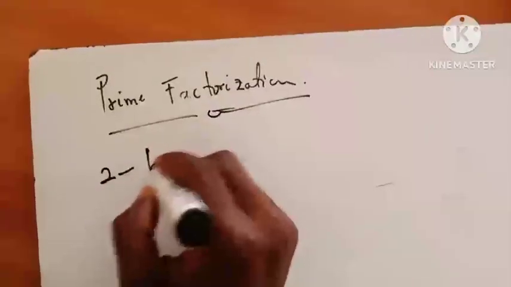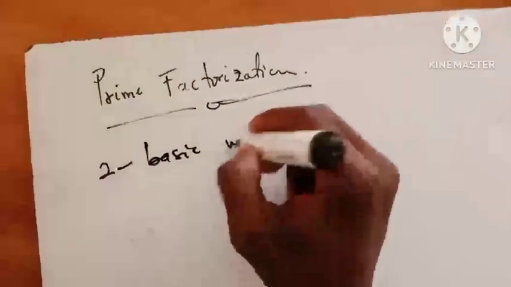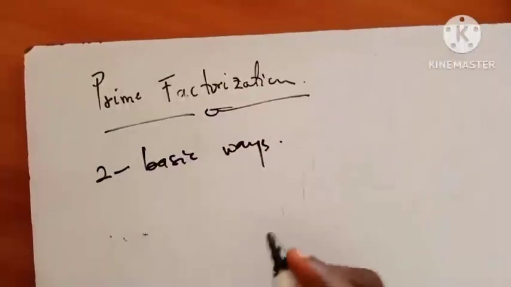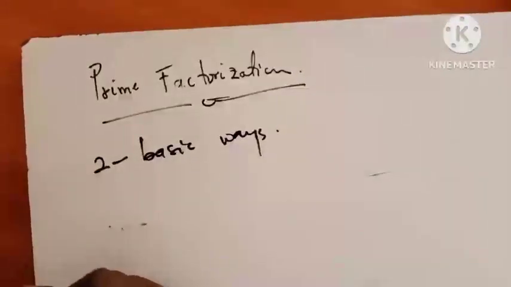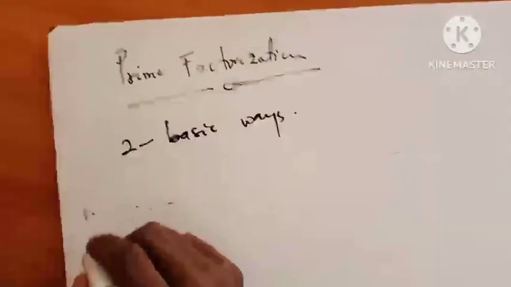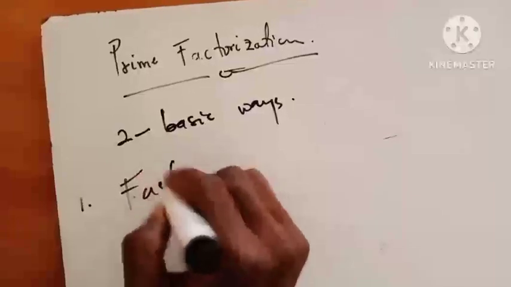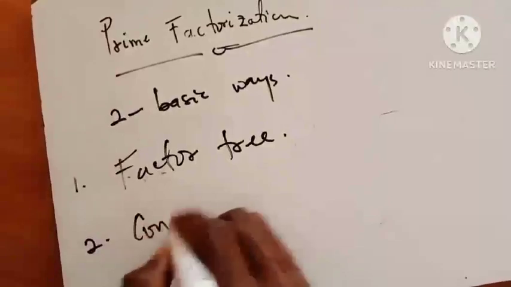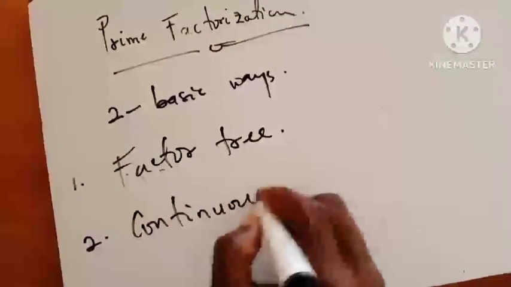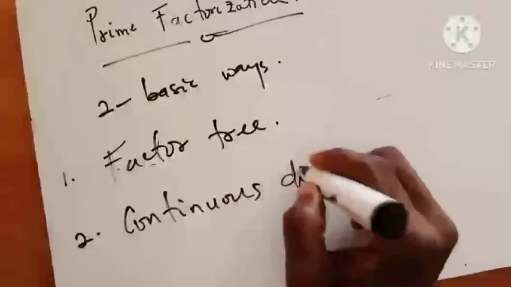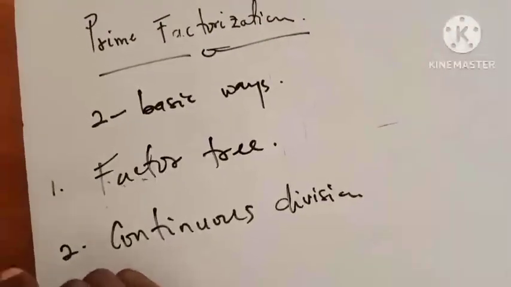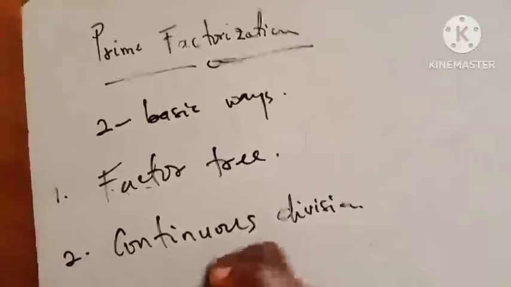There are two basic ways of getting these prime factors. So maybe prime factorization, we know what it means by now. The first one here is what most of us know, a factor tree, and the second one is continuous division. So these are the two basic methods that we are going to use in finding the prime factorization. So this is very simple.